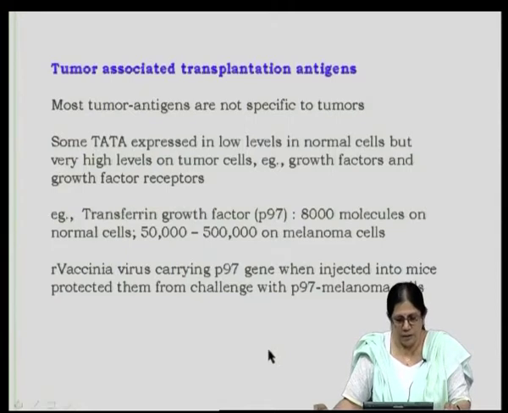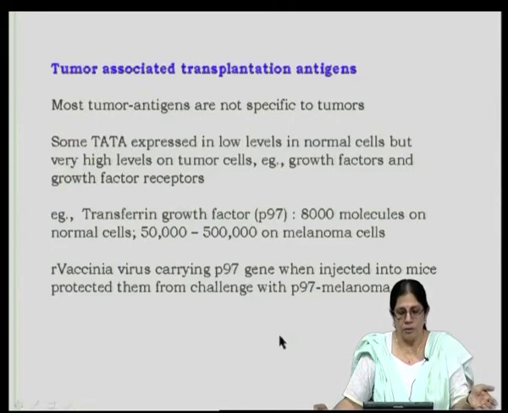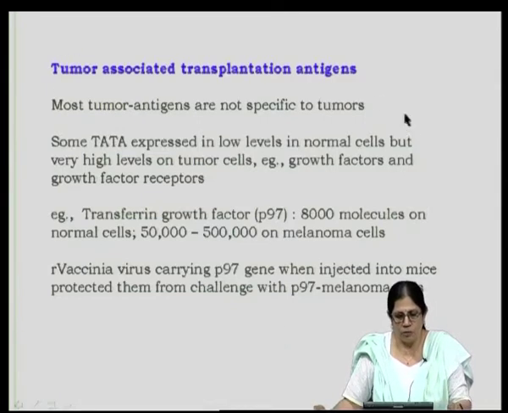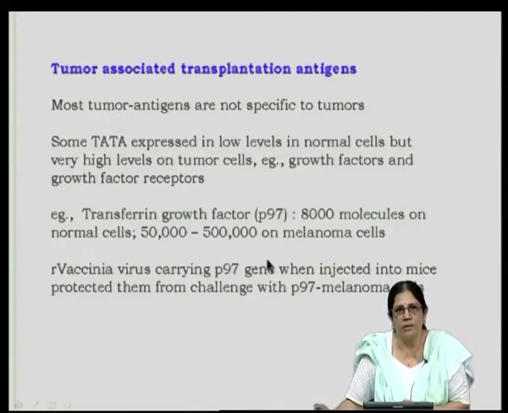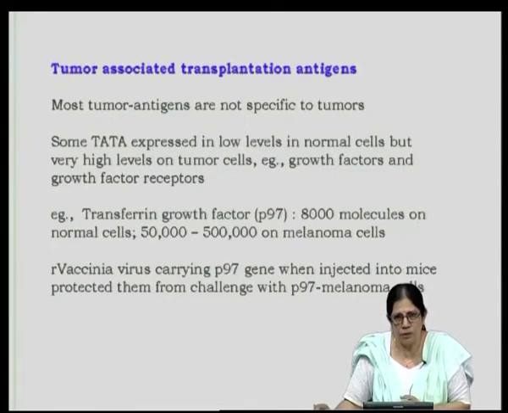Tumor associated transplantation antigens. We talked about tumor specific antigens so far. Now, we are talking about tumor associated transplantation antigens. These are not specific to tumors; they are also present in normal cells. Some of these antigens are expressed at low levels in normal cells, but at very high levels on tumor cells. Examples are growth factors and growth factor receptors, for example the transferrin receptor, which is known as P97. There are about 8,000 molecules on normal cells, but these become 50,000 to 500,000 on melanoma cells. So, you can see that this means overexpression of growth factors.